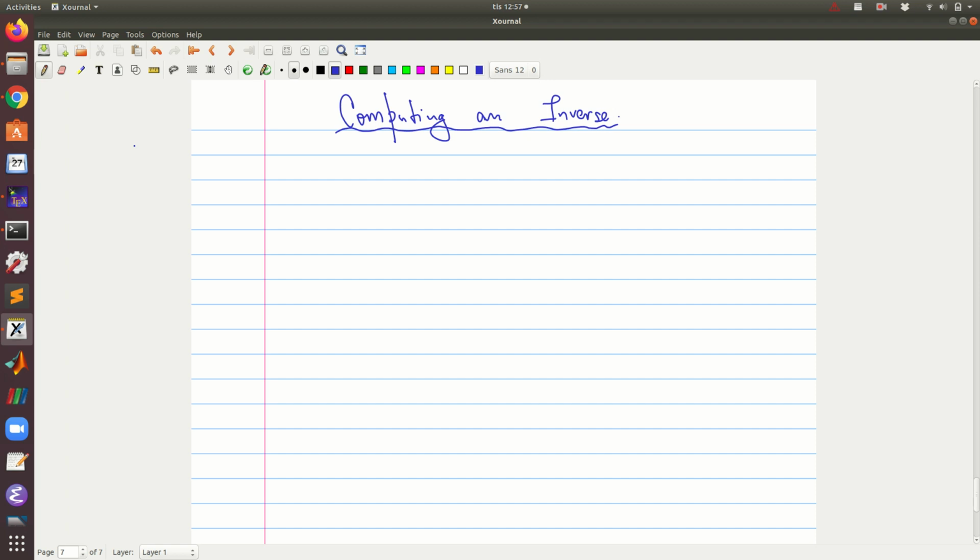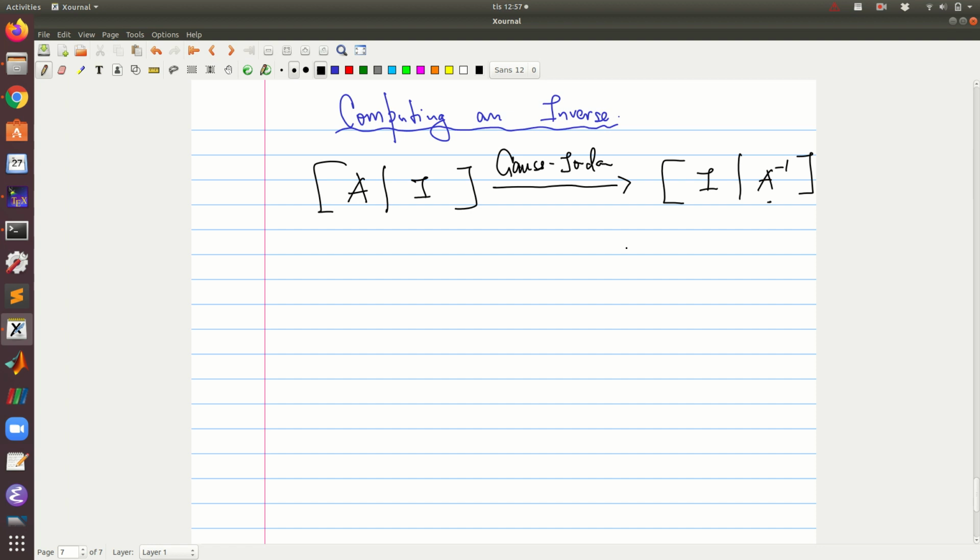Hi and welcome to this segment where we are going to look at how to compute an inverse using the Gauss-Jordan elimination. Okay, so the procedure is as follows. One, we are going to start with our matrix A, which we are going to augment with the identity matrix, and then we are going to perform a series of Gauss-Jordan elimination steps to come up with a system where we have the identity now shifted to the right hand side, augmented with a matrix which will turn out to be the inverse of A.